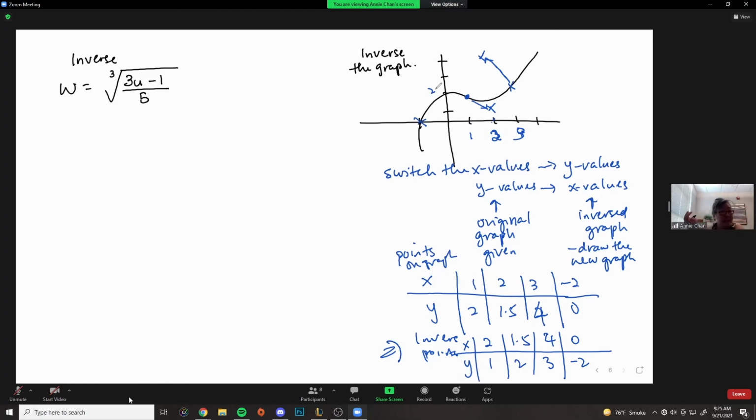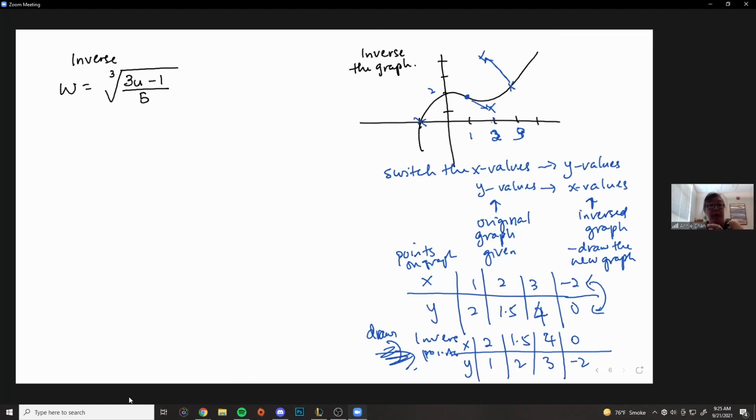Does that make sense? Yeah. Okay. You draw this graph, this one. This is going to be your inverse graph. So what you did was just flip-flop the 2 points from the original graph, and draw a graph using these new points. That's it. That's your inverse graph. That can be worth 10 points.